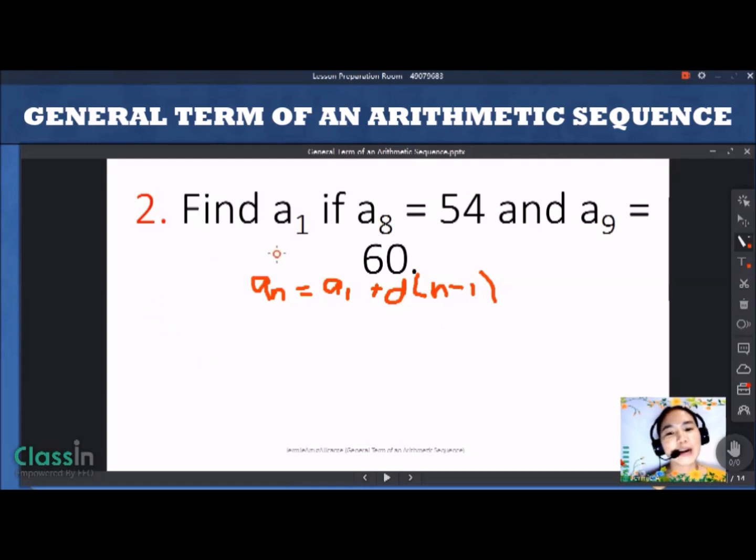Okay. Now, since we are looking now for a sub 1, that is the only value that we will not replace with any number. Now let's begin. Your a sub n will actually be your last term. In this case, that will be a sub 9. So we will replace it with 60 equals, since the first term is missing, we will just write here, we go again, a sub 1, okay, plus, what is the common difference?